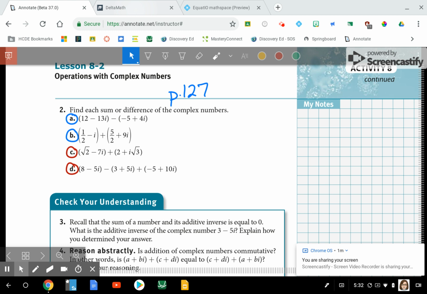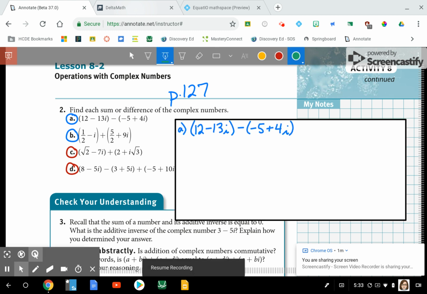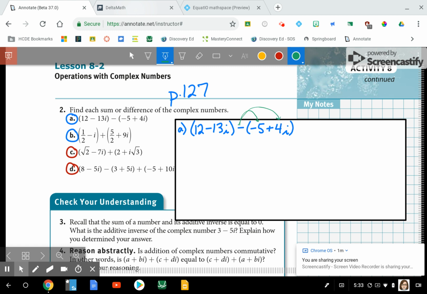So let's look at this first example. In this first example, we have 12 minus 13i, and then minus the term negative 5 plus 4i. Before you try to combine anything, you first need to distribute this minus sign. So these terms are now 12 minus 13i. Those did not change. But this becomes negative times negative 5 is positive 5. Negative times a positive 4i is a negative 4i.